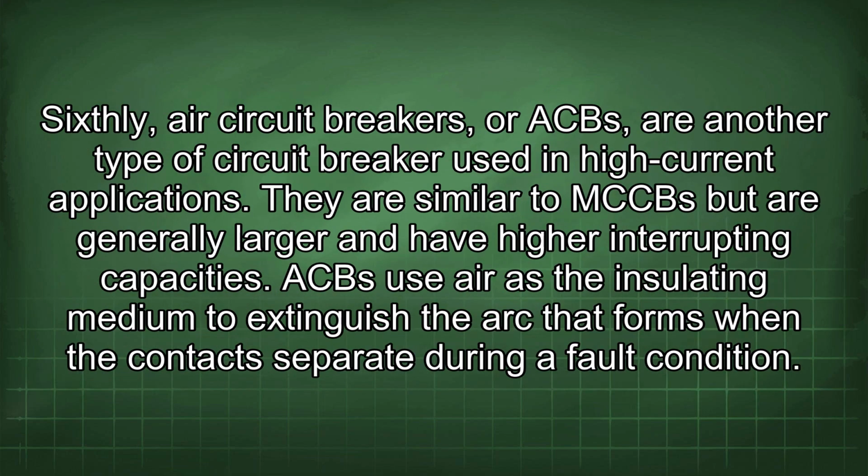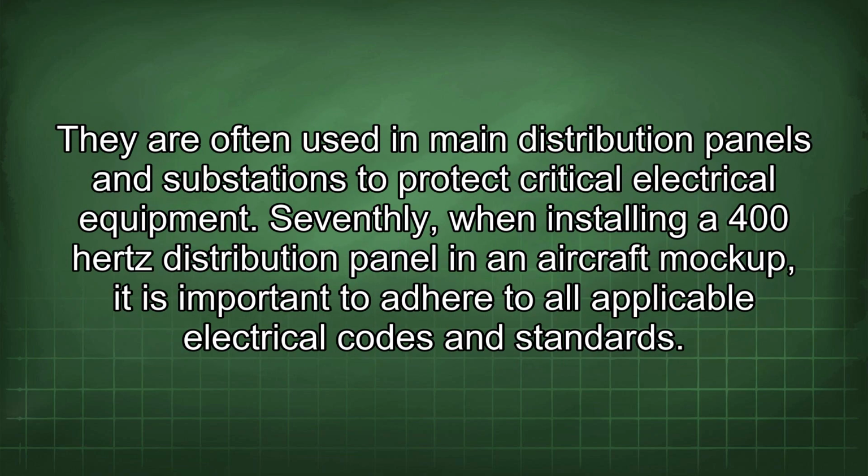Sixthly, air circuit breakers, or ACBs, are another type of circuit breaker used in high current applications. They are similar to MCCBs but are generally larger and have higher interrupting capacities. ACBs use air as the insulating medium to extinguish the arc that forms when the contacts separate during a fault condition. They are often used in main distribution panels and substations to protect critical electrical equipment.